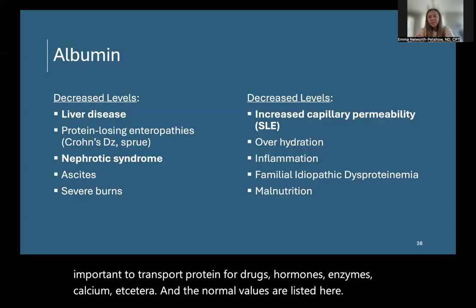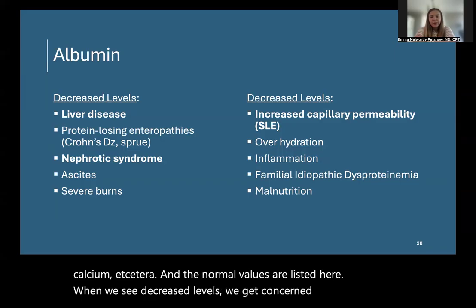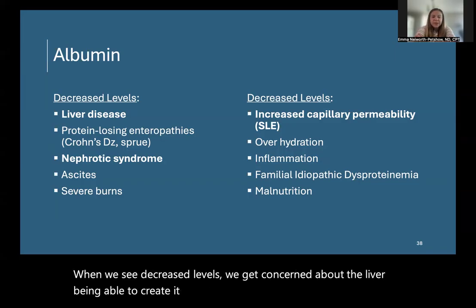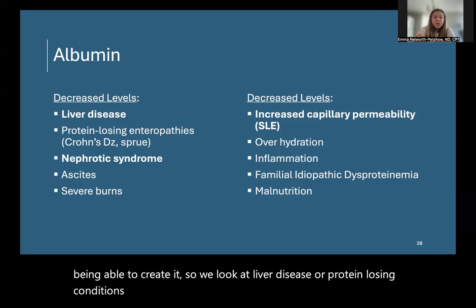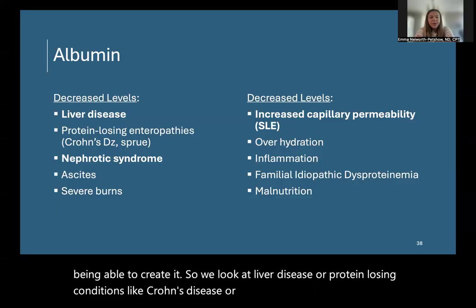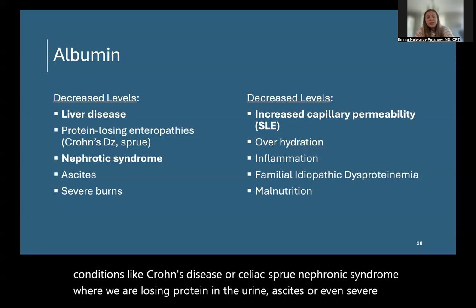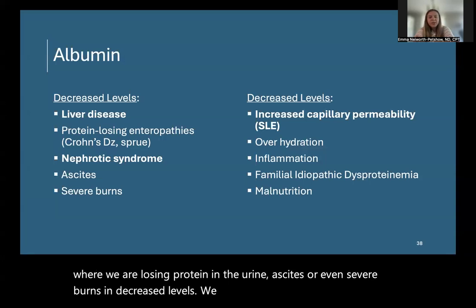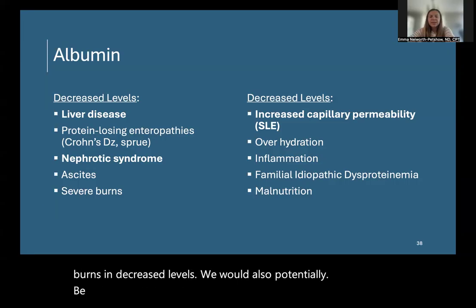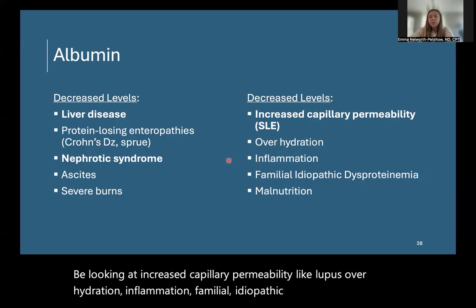When we see decreased levels, we get concerned about the liver being able to create it. So we look at liver disease or protein losing conditions like Crohn's disease or celiac sprue, nephrotic syndrome where we are losing protein in the urine, ascites, or even severe burns. In decreased levels, we would also potentially be looking at increased capillary permeability like lupus, overhydration, inflammation, familial idiopathic dysproteinemia, or even malnutrition.